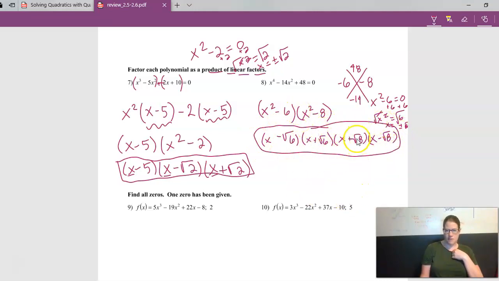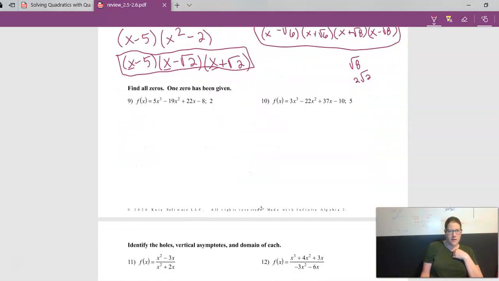Okay. Technically, square root of 8 reduces to 2 square roots of 2, or simplifies to that. So you could put x plus 2 square roots of 2, x minus 2 square roots of 2. I'm not as worried about that as just making sure you know how to put it in as a product of linear factors. Okay, in the next section, we have a 0 given, and we need to find the others.